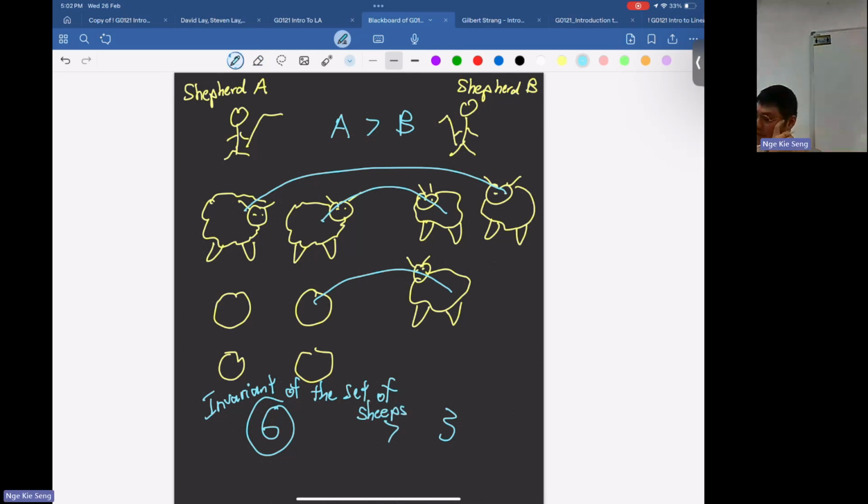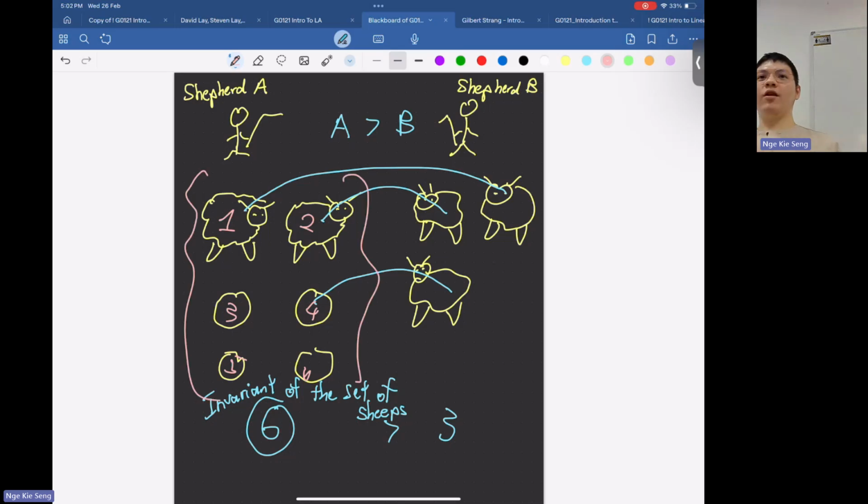Okay, so this is the invariant. No matter how your ships run, let's say this is number 1, 2, 3, 4, 5, 6. No matter how they run inside here, there are still 6 of them. For example, in your class there are 90 of them. If I shuffle around, it's still 90. This number won't change. So it's the invariant of these ships.